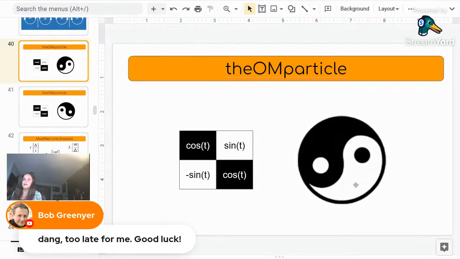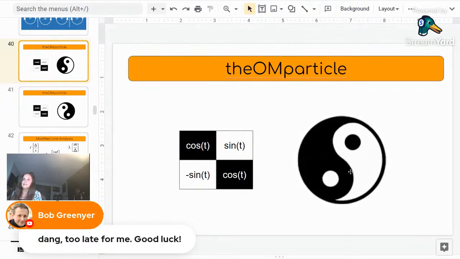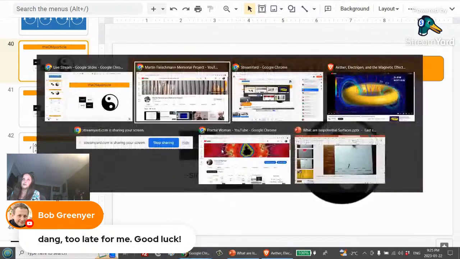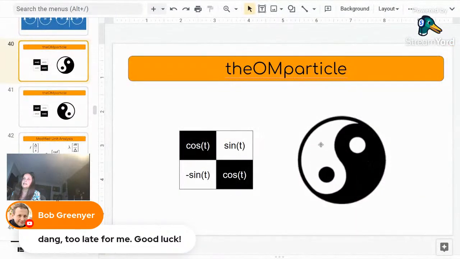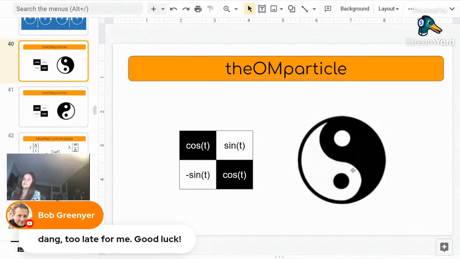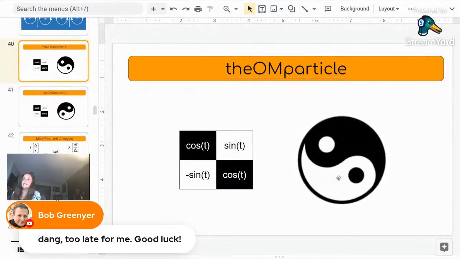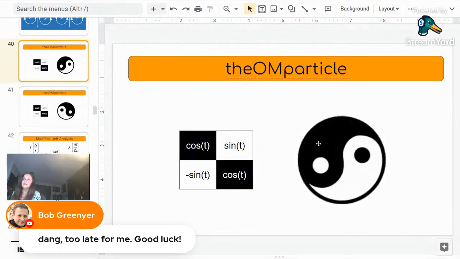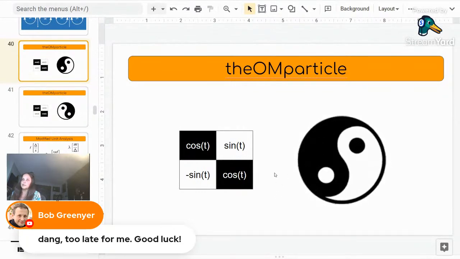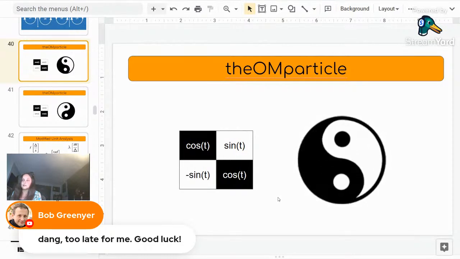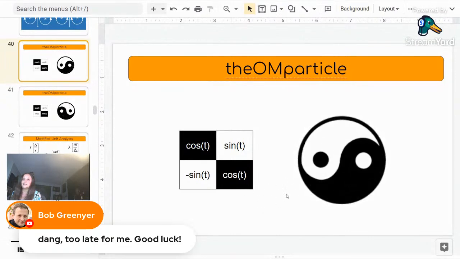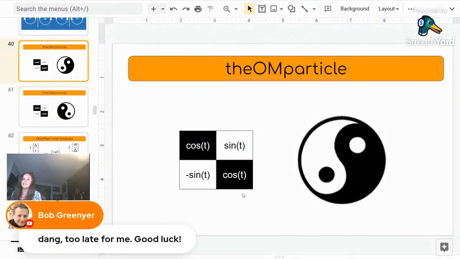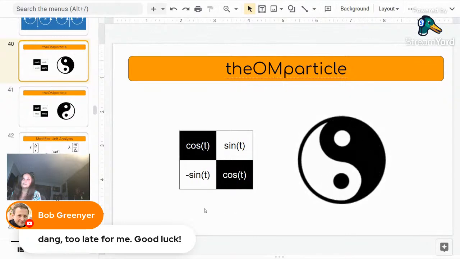In the Martin Fleischmann Memorial Project, he actually showed in one of their experiments a picture, and I don't have it handy, unfortunately, of something that looked like a yin yang: a hill with a valley and a valley with a hill. This is something he saw in the low energy nuclear reactor experiments. That got me kind of excited, because I thought, maybe my model isn't as crazy as I thought it was.